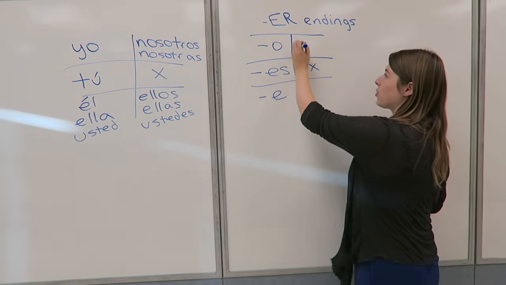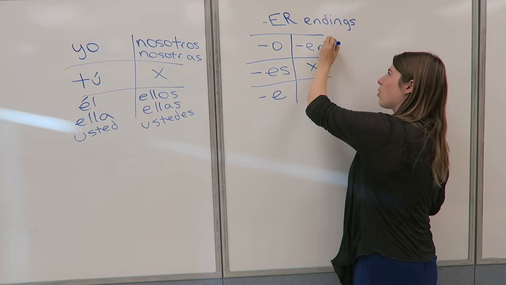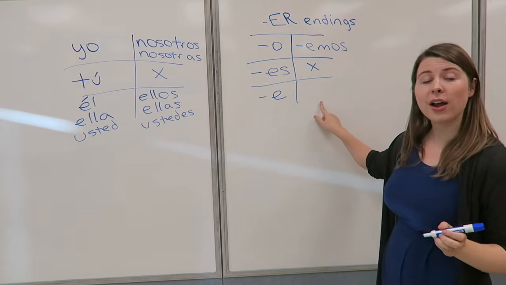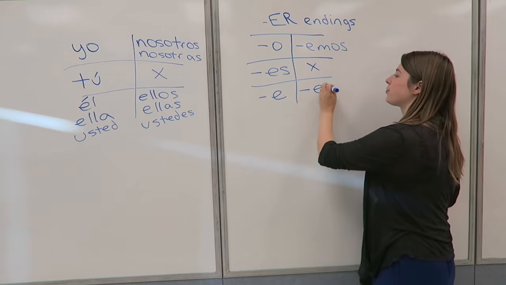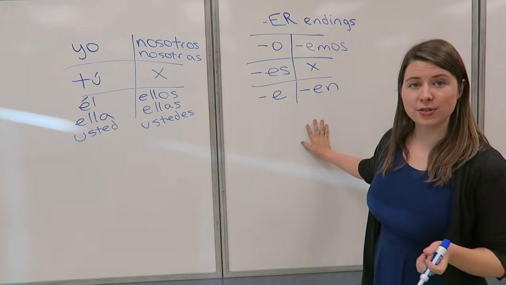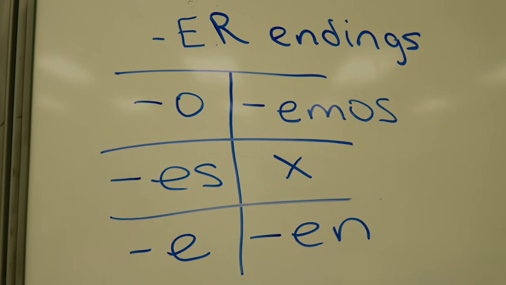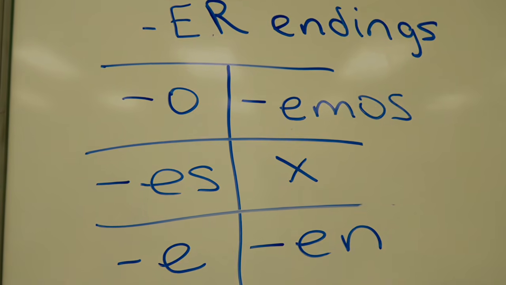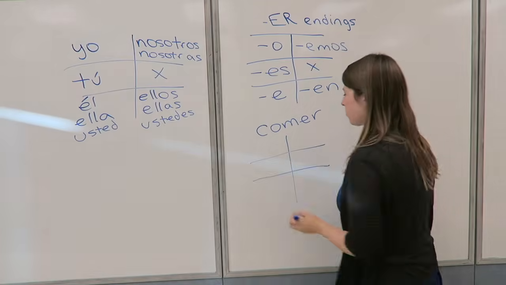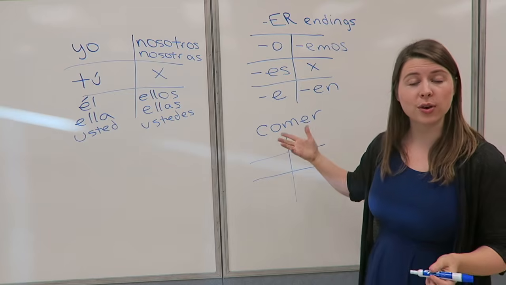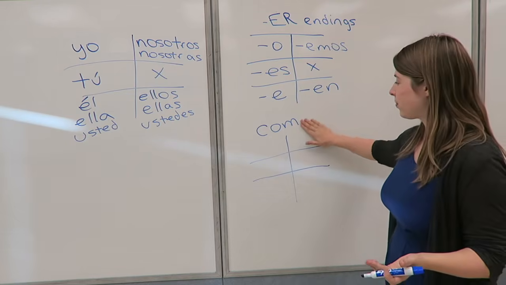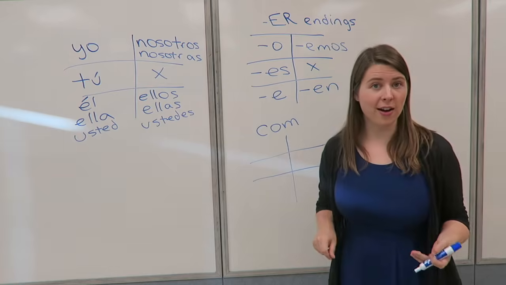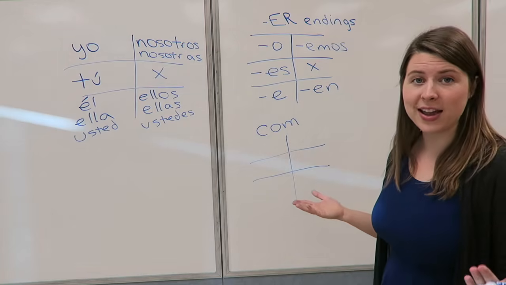Nosotros will be emos, E-M-O-S. And for ellos, ellas, ustedes, it will be N, E-N. Now, you've got these forms here. We're going to practice with our sample verbs. Let's start with comer. With comer, the first thing we'll do is remove our ending, which is the ER. I'll remove the ER, and then let's match up our endings.